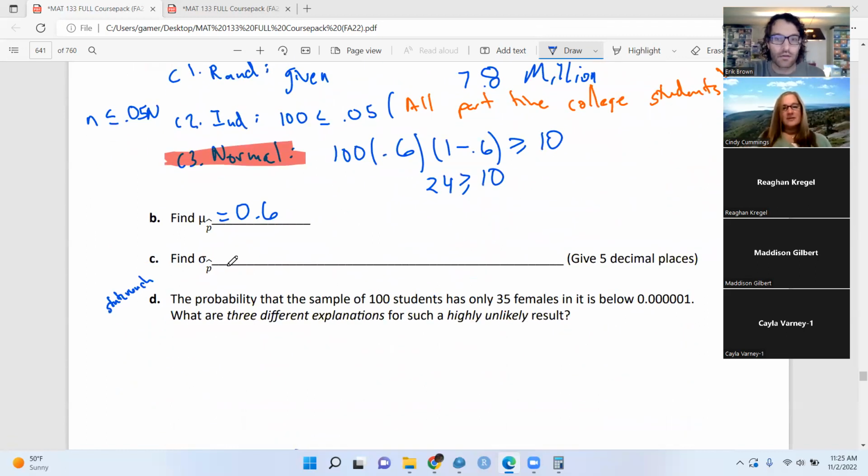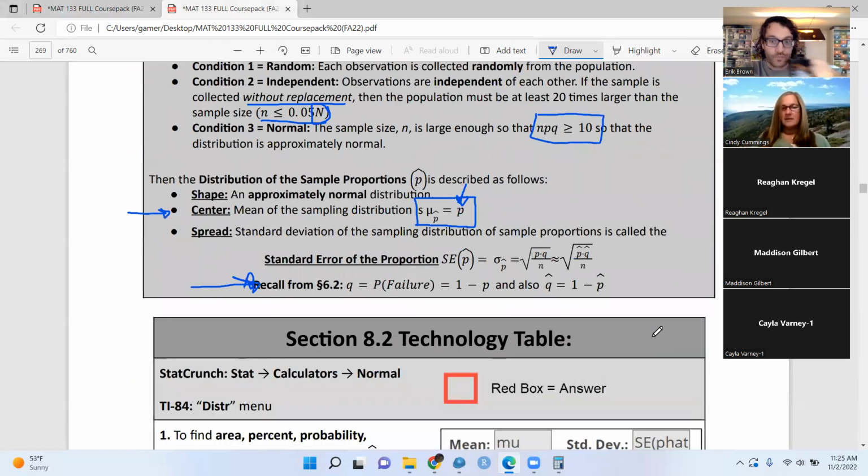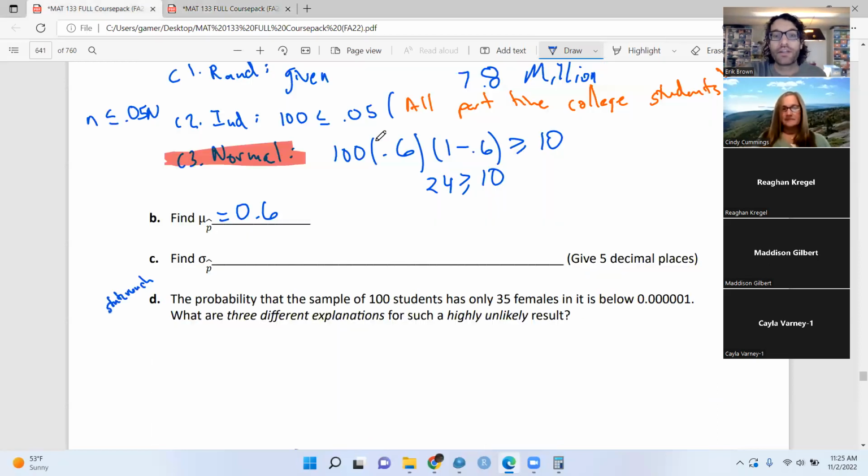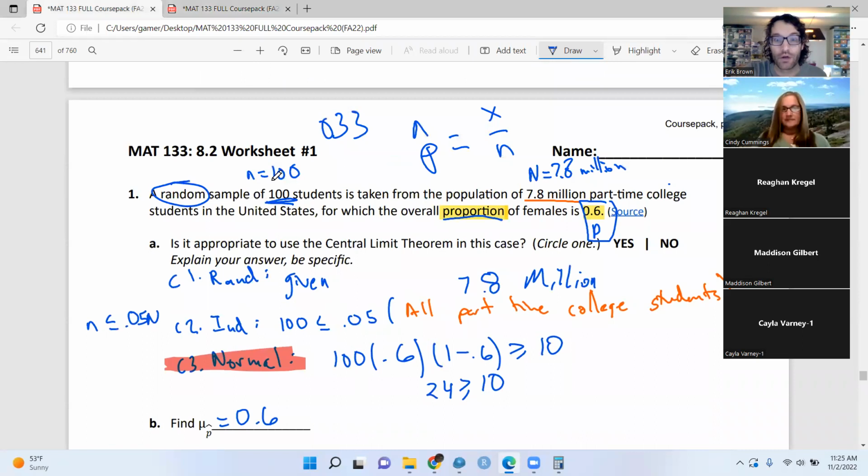Okay, then Eric, if you look at the formula, maybe that would help her. It says mu of P hat equals P. Right, and that's where I realized, yeah. And in this case P hat is the sample. Yes. Okay. And we aren't given a P hat here. We don't know how many females were in this particular sample. We just know 60% of these 7.8 million part-time college students are female.